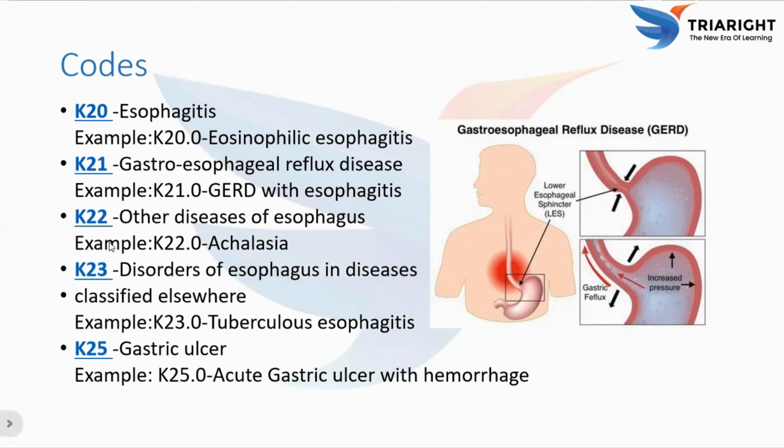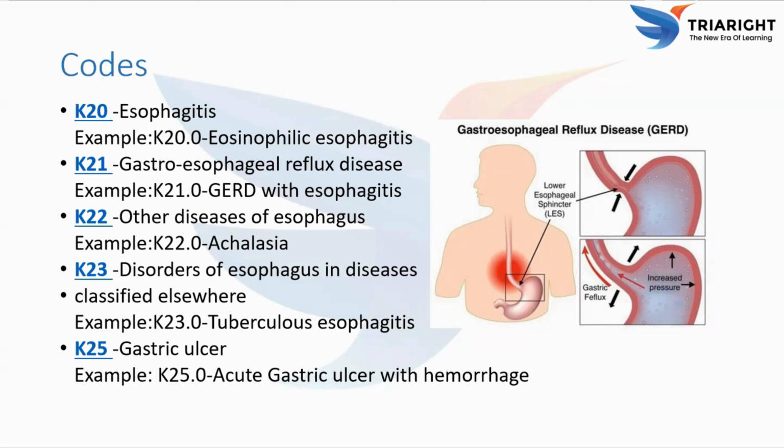And then next, coming to K22 code. K22 denotes the other diseases of the esophagus. So what are the other diseases except esophagitis and GERD? How many diseases other than esophagitis and GERD are present? Those are classified in the K22 code range of ICD. So for example, K22.0 denotes achalasia.